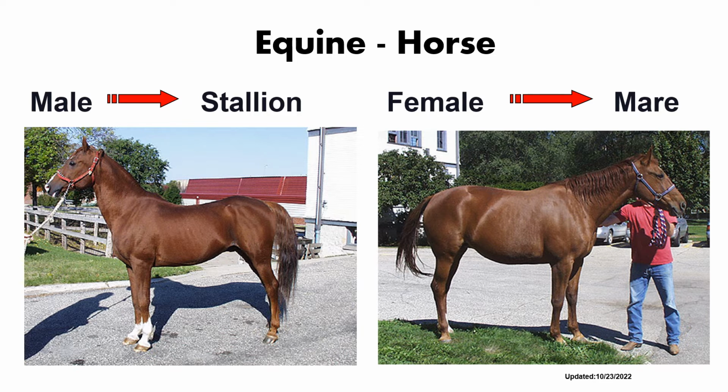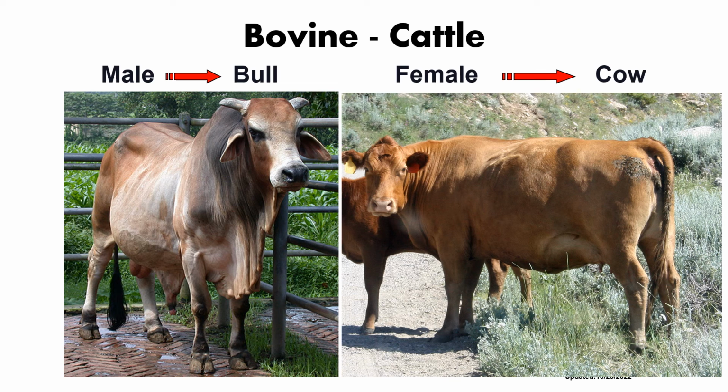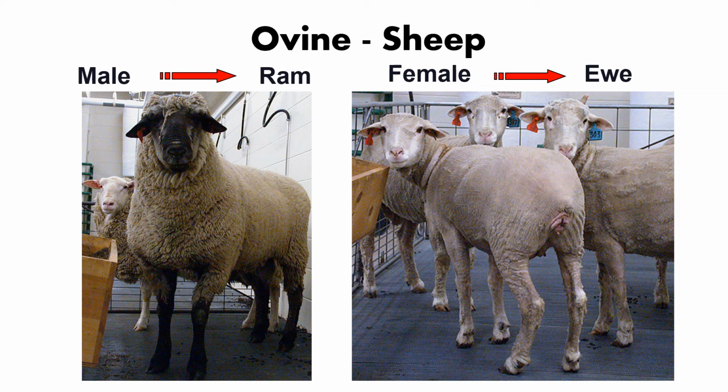Let us first have a review of some terms that we are going to use when we study the female reproductive tract. For horses, the technical term is equines, and a male horse is a stallion, and a female is a mare. For cattle or bovine, we have bull and cow. For ovine, we have the male ram, and for the female adult sheep, we have the ewe.